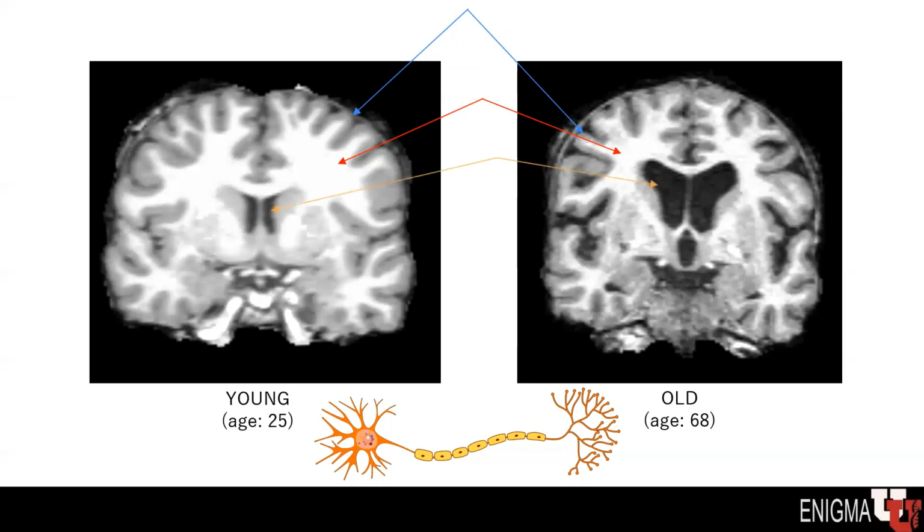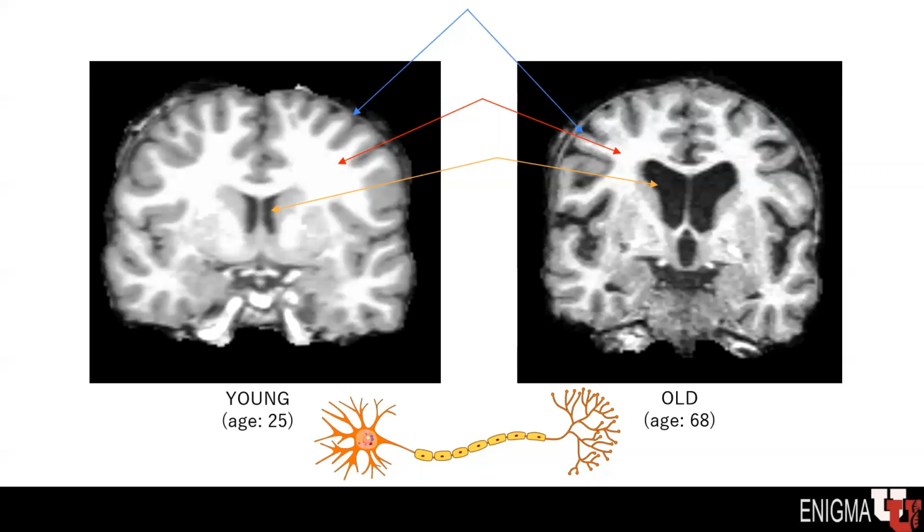You may also notice that the ventricles in the old brain are much larger than the ventricles in the young brain. This is another very common effect of aging. You see the ventricles have swelled with that cerebrospinal fluid, and they've gotten much bigger and wider.